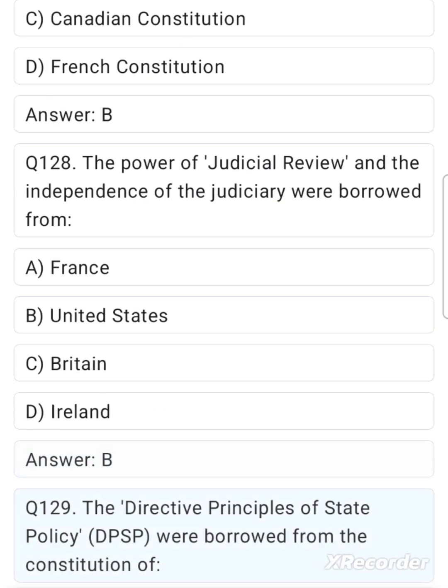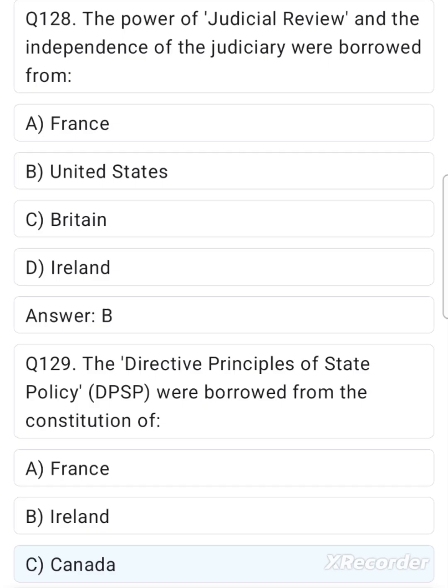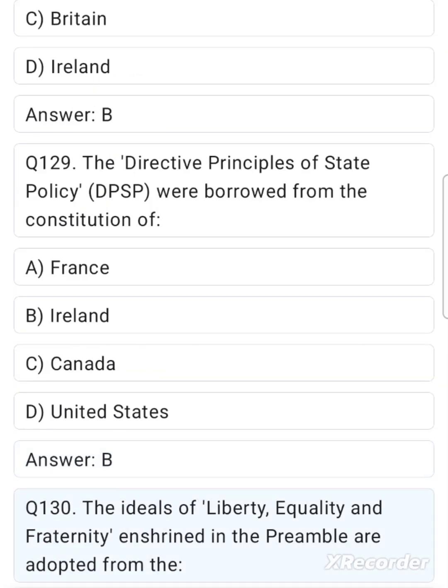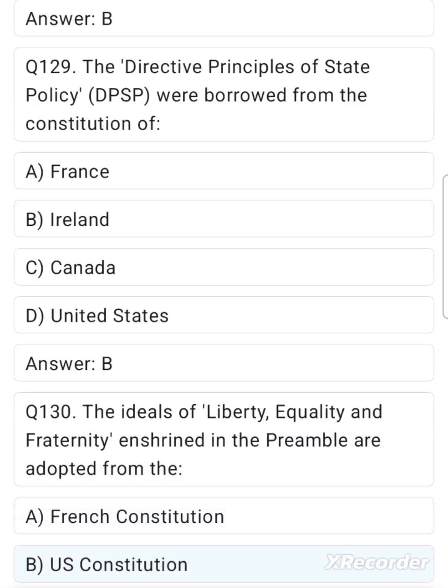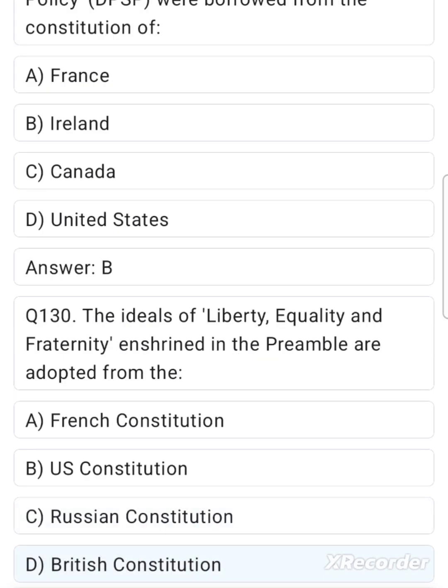Q 129. The Directive Principles of State Policy, DPSP, were borrowed from the Constitution of A. France. B. Ireland. C. Canada. D. United States. Answer: B. Q 130. The ideals of liberty, equality and fraternity, enshrined in the preamble are adopted from the A. French Constitution. B. US Constitution. C. Russian Constitution. D. British Constitution.